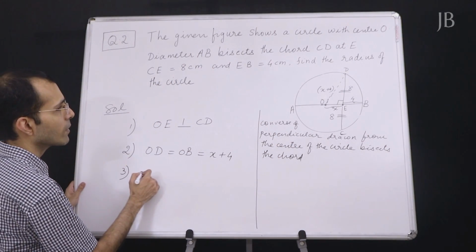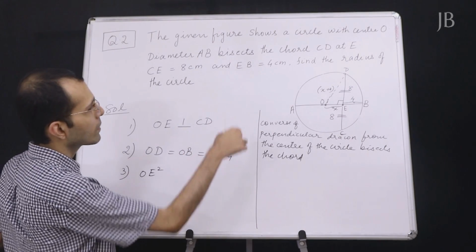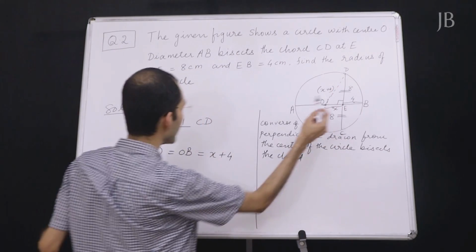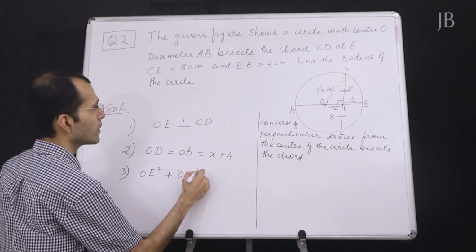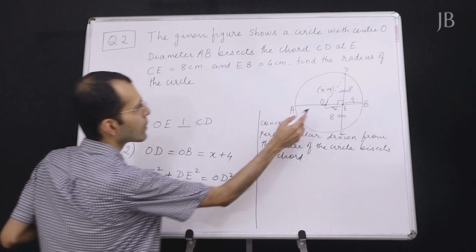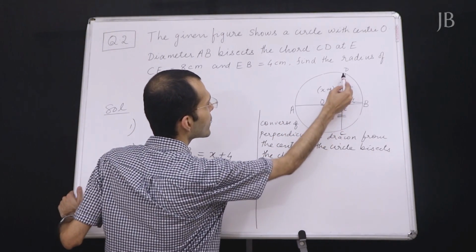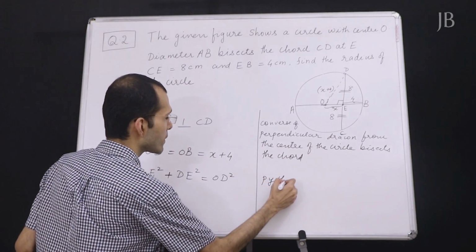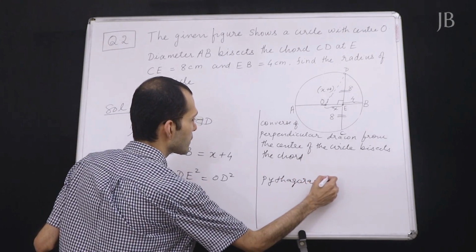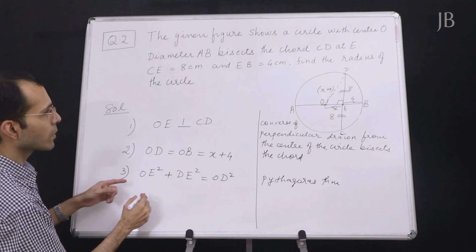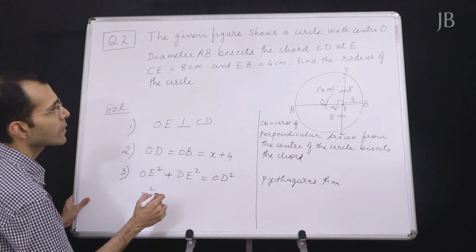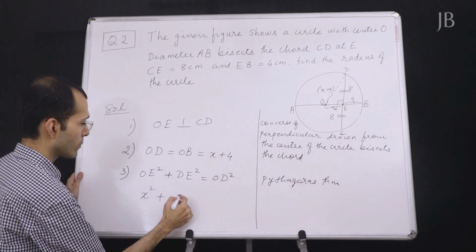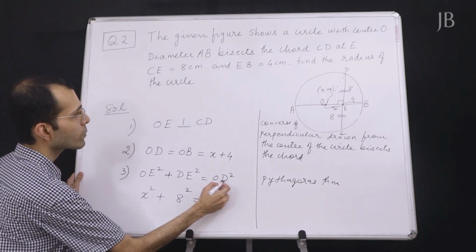So now we will have OE square plus DE square is equaling OD square. OE square plus DE square is equaling the hypotenuse square. That is OD square. The reason you can write Pythagoras theorem. Now substitute. OE is X, so X square. DE, where is DE? DE is how much? 8. So 8 square is equaling OD square.